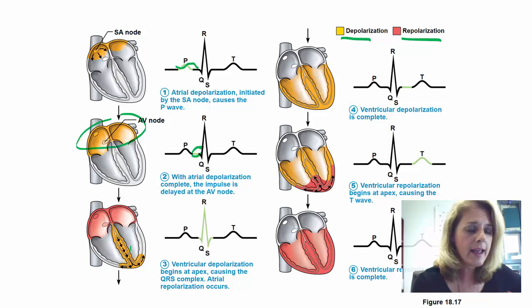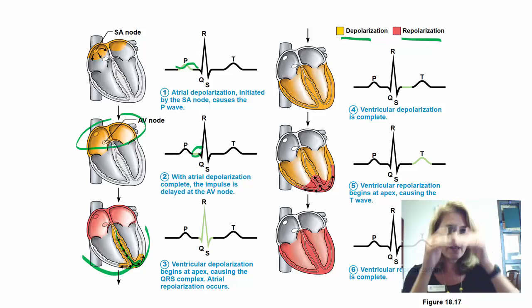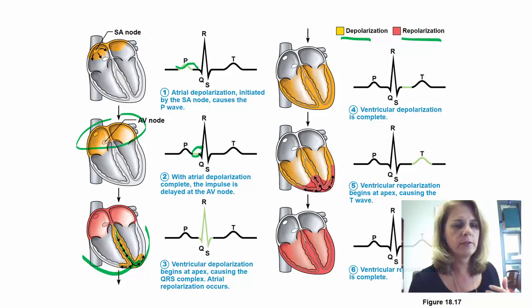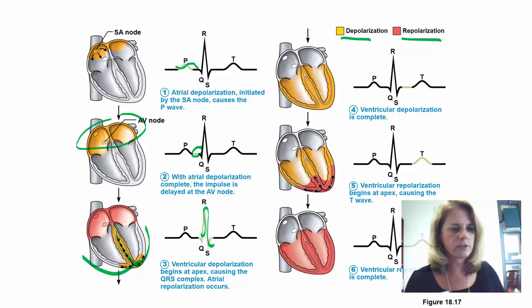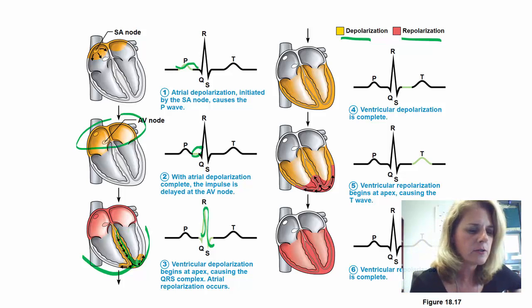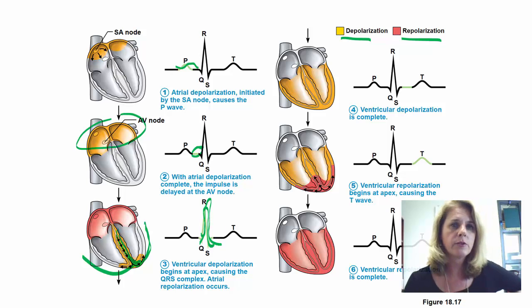Now that electrical wave is going to pass down the bundles, through the bundle branches, and out through the Purkinje fibers, and they're going to go down and around. And as that electrical activity is going down and around, the electrodes, that's why it has this funny shape, it's picking up that electrical activity coming toward it and away from it, is what you're actually seeing. So the electrical activity goes down and around, and that's the wave of ventricular depolarization.